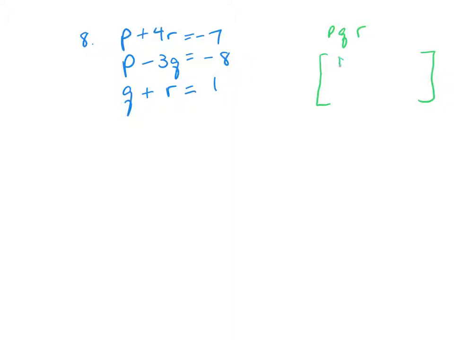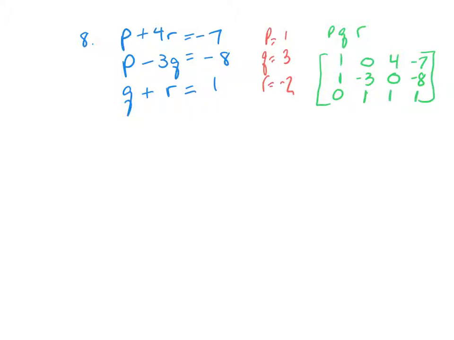We have 1 P, we have 0 Q's in that first equation, 4 R's, and then negative 7. You see why I put a 0 there? In the next one I have 1 P, I have negative 3 Q's, 0 R's, and negative 8. And in the third one I have 0 P's, and I have 1 Q, 1 R, and a 1.